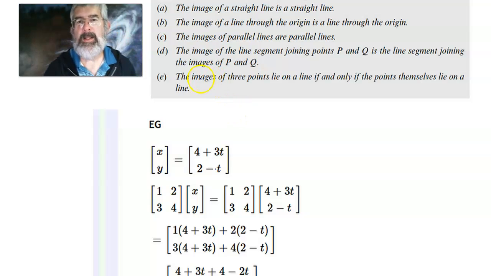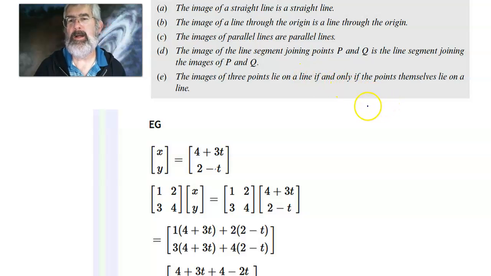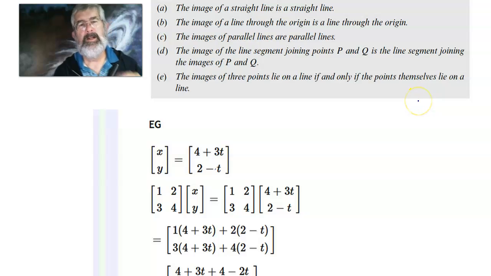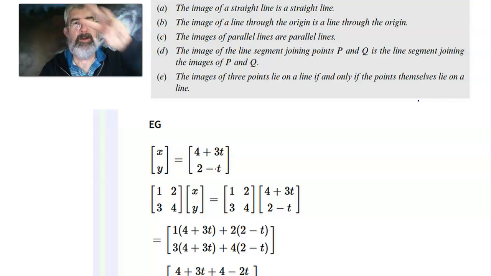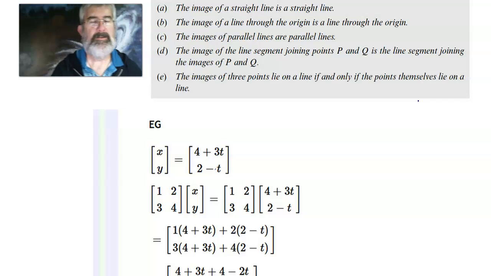Right? And likewise here, the image of 3 points lie on a line if and only if the points themselves lie on a line. This is saying that these transformations are not going to take 3 points that are not on a line and end up putting them on a line, or they're not going to take 3 points that are on a line and put them not on a line, right? That these 3 points, 1, 2, 3, if they're not on a line, you transform them, they're still not on a line. If they are on a line, you transform them, they're still on a line.